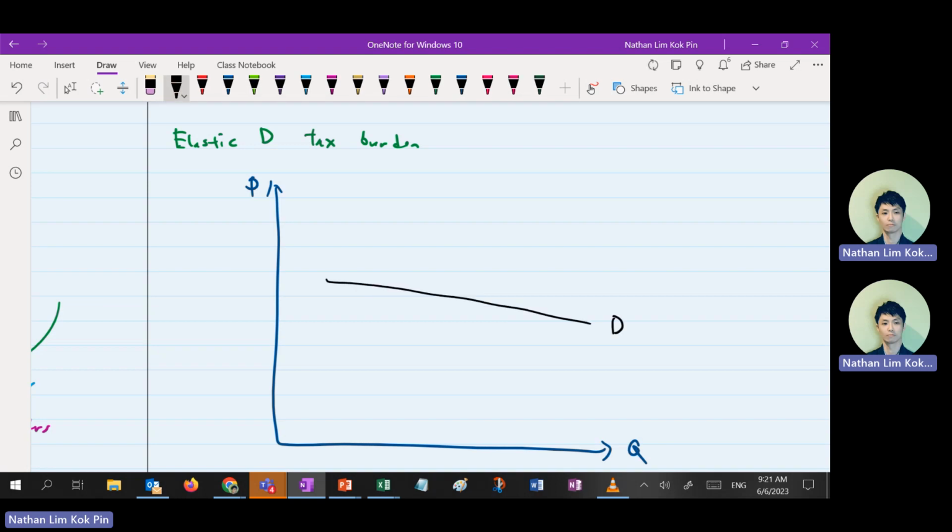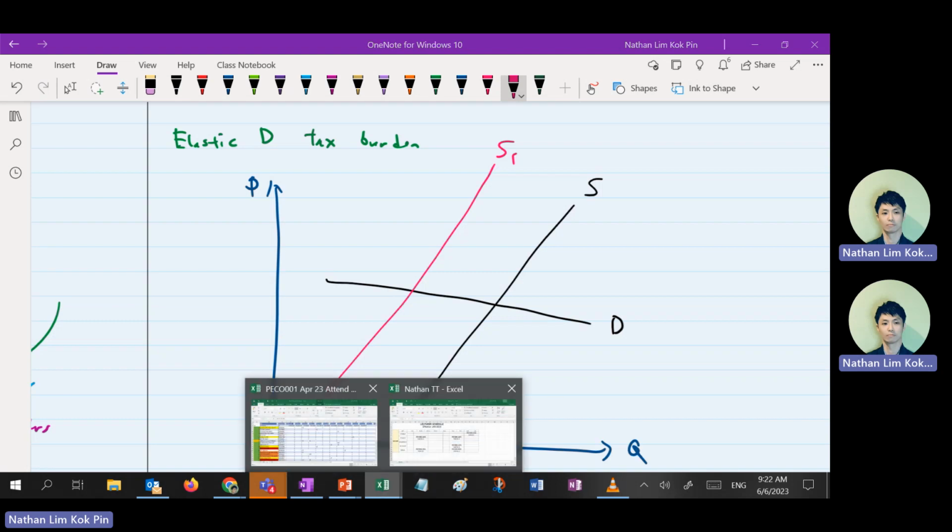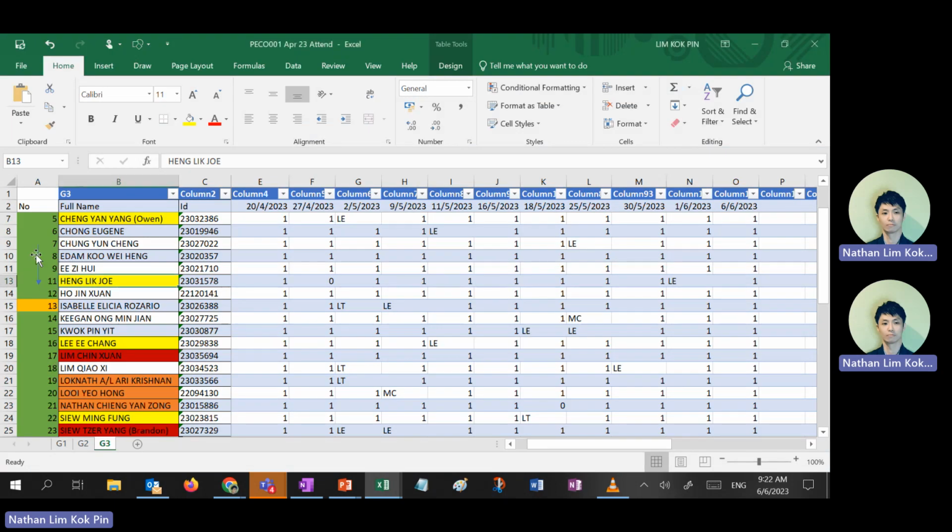Okay, it must look like E, first of all. When I talk about an elastic demand curve, the first thing you must do is draw the elastic demand curve first. Then you draw two supply curves: one is the original supply curve, another one is the new supply curve. Then you start to draw your dotted line. Where should I draw my dotted line? Because I need to show where the tax is.